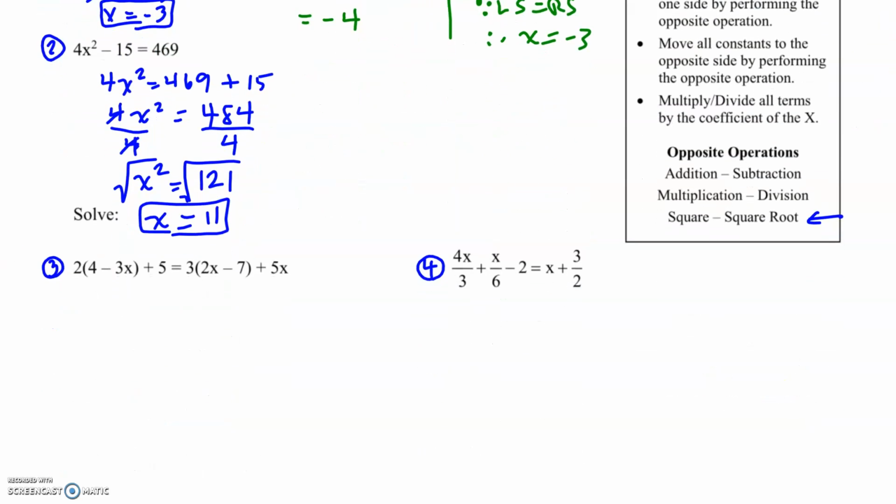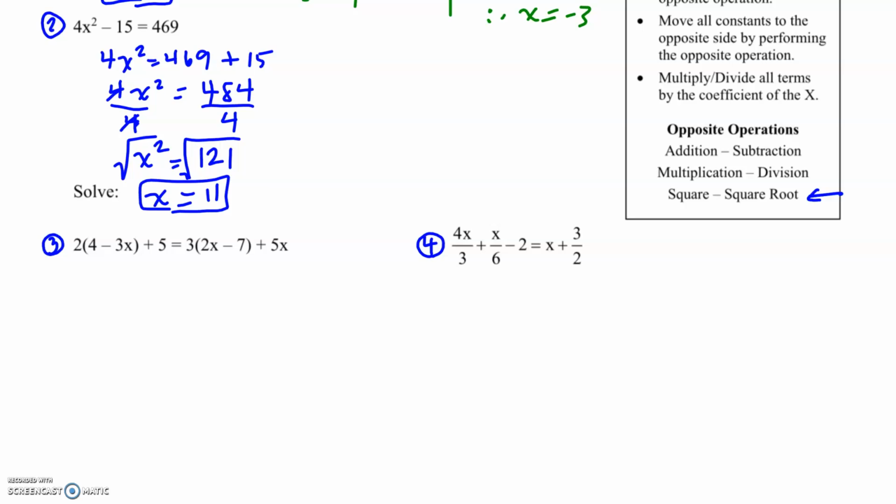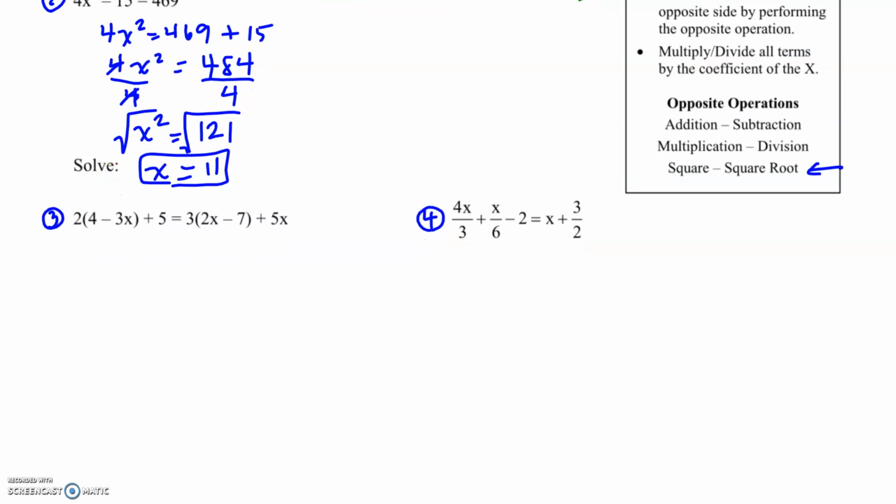All right, let's go to number 3. So number 3 is brackets. We need to expand our brackets first. So that would be 2 times 4 is 8. Oh, not supposed to put an equal sign there. Let's keep it in the middle. 2 times -3x is a -6x plus 5. Put your equal sign. 3 times 2x is 6x. 3 times -7 is a -21 plus 5x.